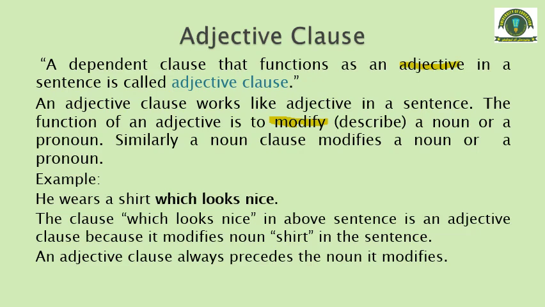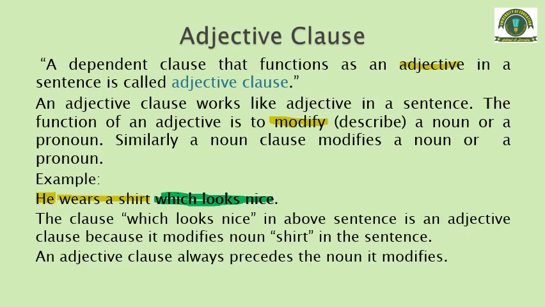Let's look at some examples. He wears a shirt. Can you identify the subject? Yes, he. He is the subject. Can you identify the predicate? We have done this example before. Wears a shirt. This is a predicate. Now the next part of the sentence, which looks nice, is also a clause, but this clause is not independent. It is a dependent clause. We have talked about it in the previous slides.